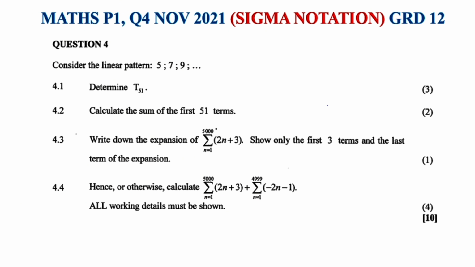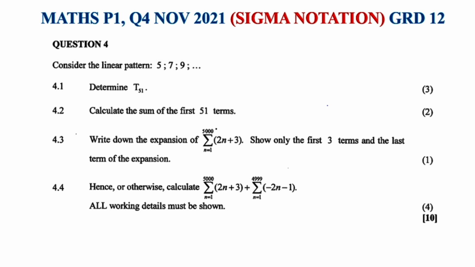Today, let's have a look at question 4, November 2020. This question has to do with number patterns, arithmetic sequence, and sigma notation. We have got questions 4.1 up until 4.4. Okay, let's go ahead as we continue with our series of revising with past papers from 2022 until that of 2020. So let's start with 4.1.